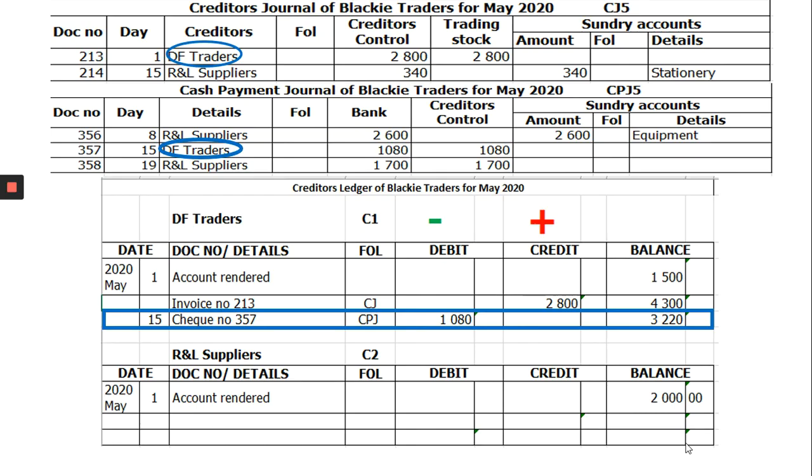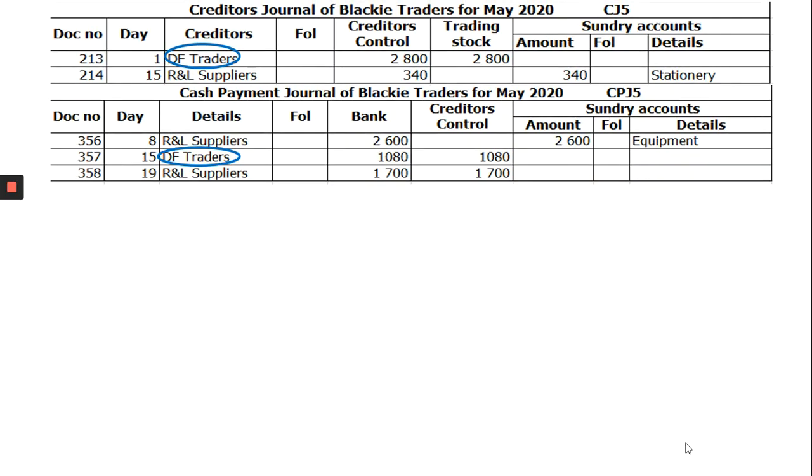Now there were no more transactions with Dev Traders for the rest of the month. So that means at the end of the month, we still owe them 3,220 Rand. Now, when we look at R&L Suppliers, the first transaction there was on the 8th, where we bought equipment from them, but we paid cash. So therefore, this transaction will not be recorded in the creditors ledger because that was a cash transaction.